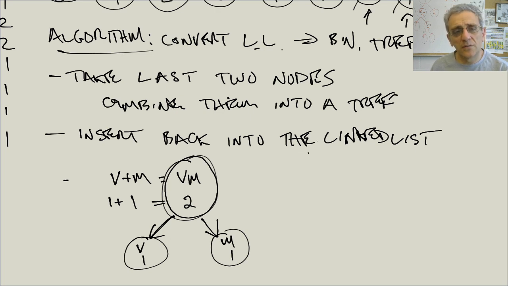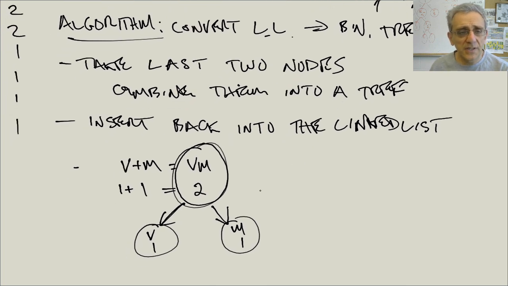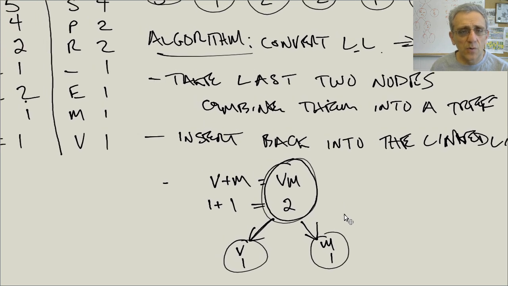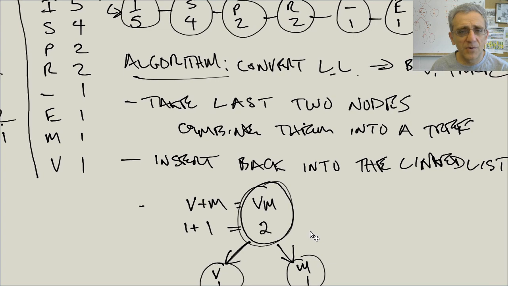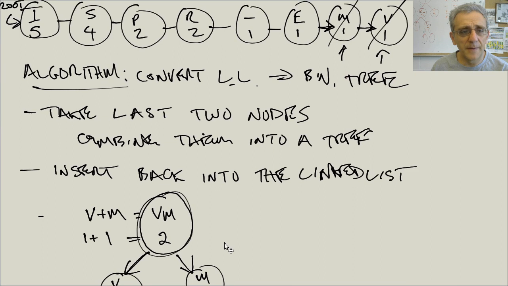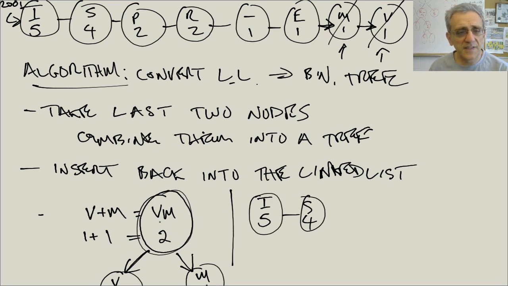But let's just work on, right now, what do you do after this. So now we're going to insert this back into here. So let's go ahead and do that. Now I wish I could have a bigger screen so I could write things out a little bit better here, but okay, maybe I can start it here. So now we're going to have I5 and S4. Now notice here this is a VM2.